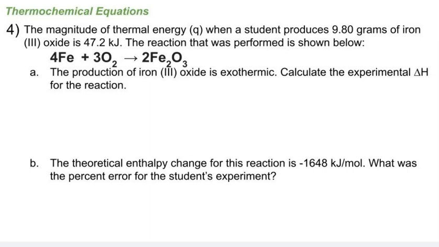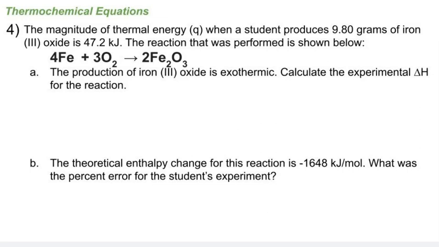Number 4 says the magnitude of thermal energy Q when a student produces 9.80 grams of iron 3 oxide is 47.2 kilojoules. The reaction that was performed is shown below. The production of iron 3 oxide is exothermic. Calculate the experimental delta H for the reaction.